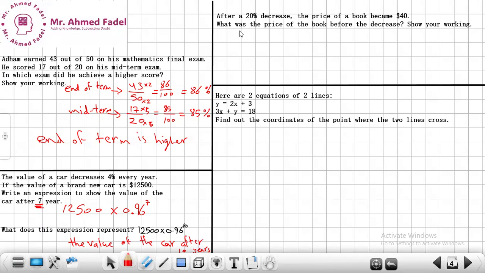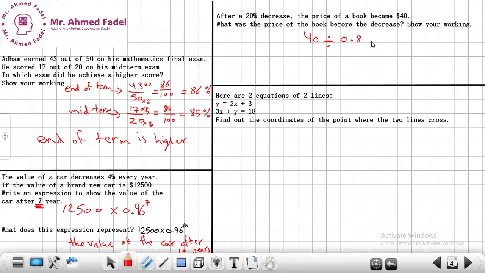Next, after a 20% decrease, the price of a book became $40. What was the price of the book before the decrease? They wanted the original amount. So I'm supposed to, Mr., here, not multiply by the multiplier. I'm going to divide by the multiplier because they wanted the original amount. So it is 40 divided by the multiplier. What is the multiplier? It is a 20% decrease, so it is 80%, so 0.8.